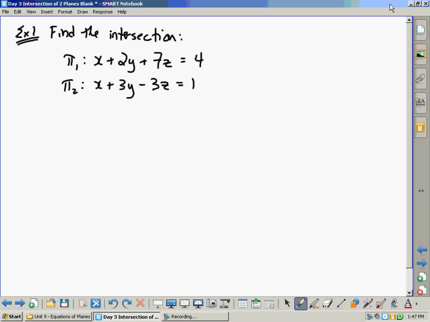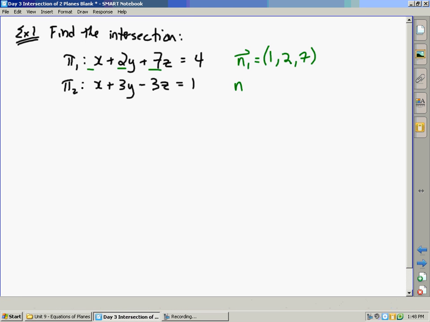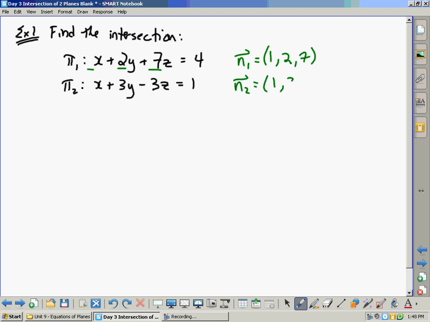And since this question is given in scalar form, we can get the normals really quickly. N1 is 1, 2, 7, right from the coefficients. Then N2 is 1, 3, negative 3. If the normals were scalar multiples, then the planes would be parallel. In this particular case, they're not. So therefore, plane 1 is not parallel to plane 2.